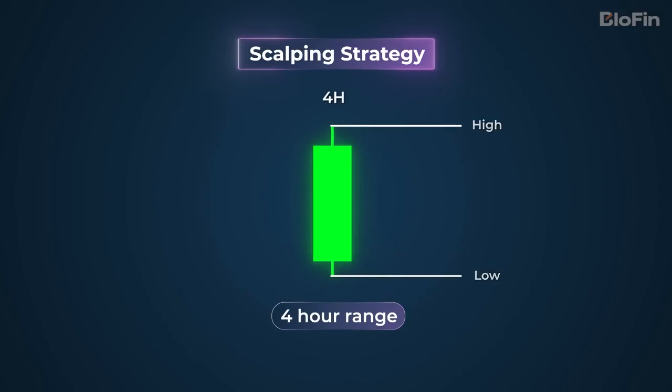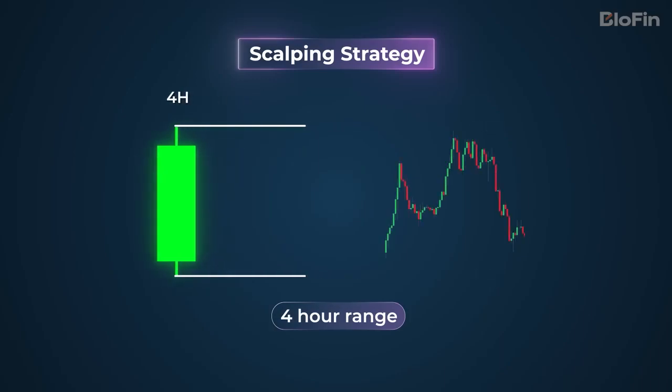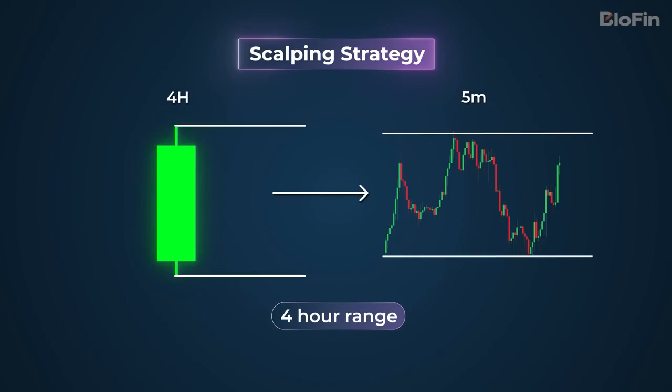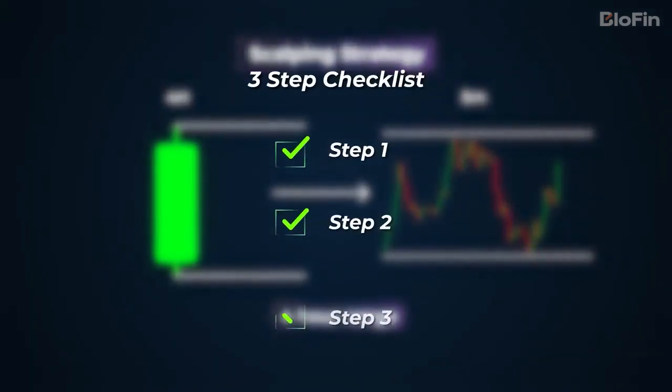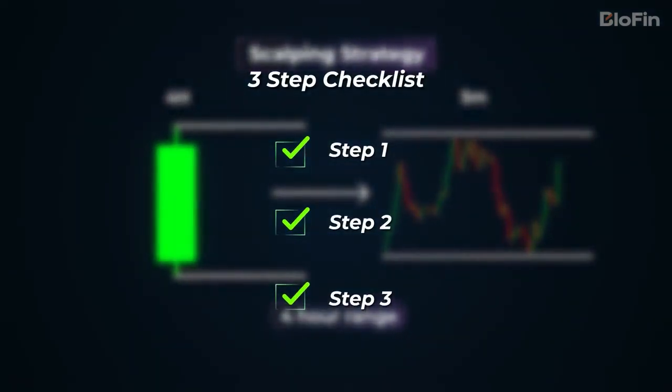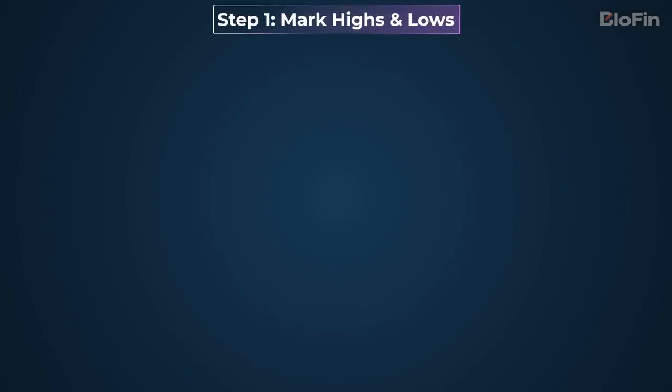So the way this system works is, when we're scalping on a lower time frame like the 5-minute chart, we can actually use that 4-hour candle's range to find potential entry points throughout the day. To execute this strategy, all it takes is a simple 3-step checklist, which we're going to go through in this video. So, step 1.